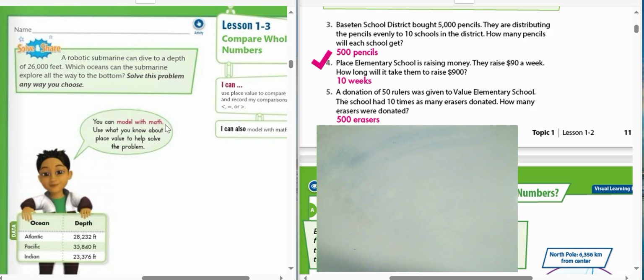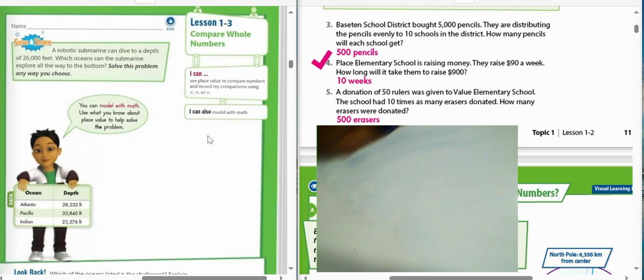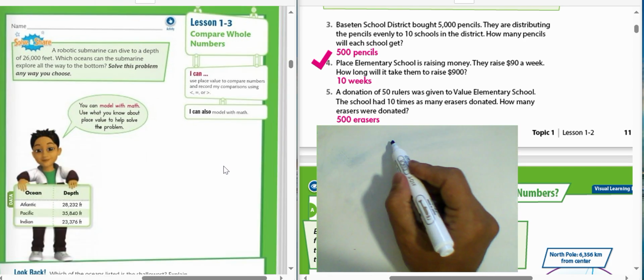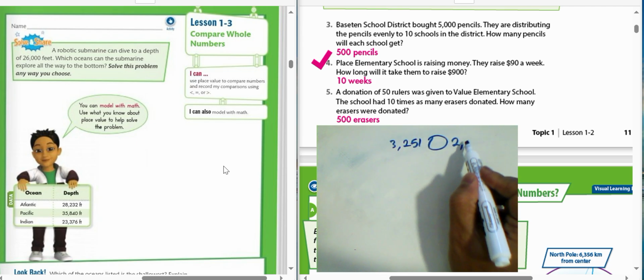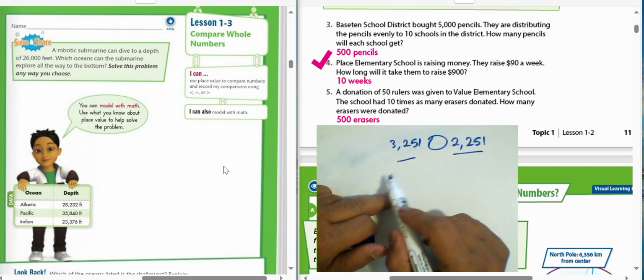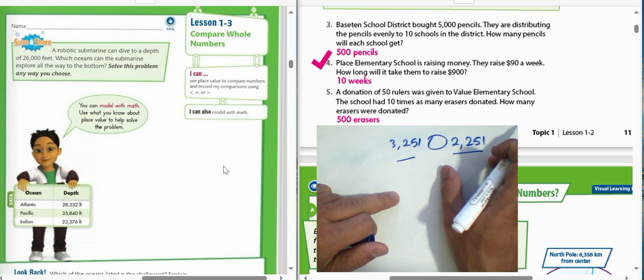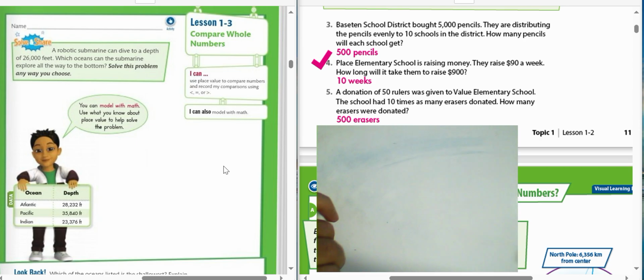Now, number 3, compare whole numbers. To compare two numbers, you must first count the digits in the numbers. Like if we have 3,251 and 2,251, which is greater? We have the same number of digits, 4 digits and 4 digits, and 3 is greater than 2. Okay.